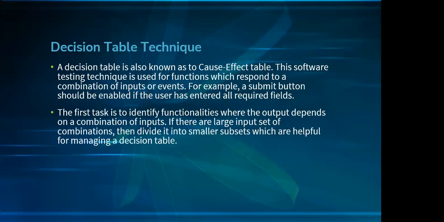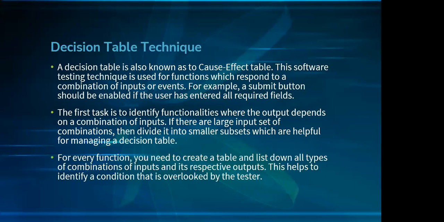So the first task is to identify the functionalities where the output depends on the combination of inputs. If there is a large input set of combinations, then divide them into smaller subsets, which will be helpful. So I have an example of a table here. For every function, you need to create a table and list all types of combinations that you have in the inputs. That's the way you can use decision technique.